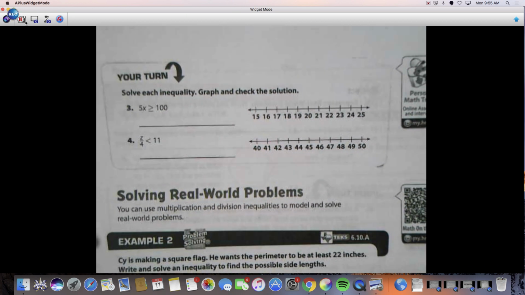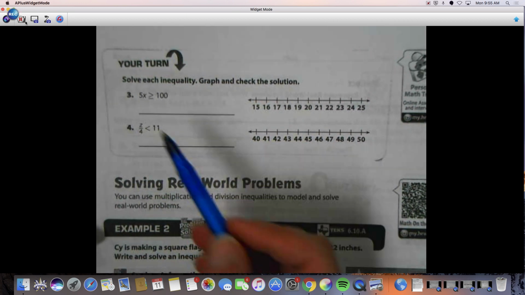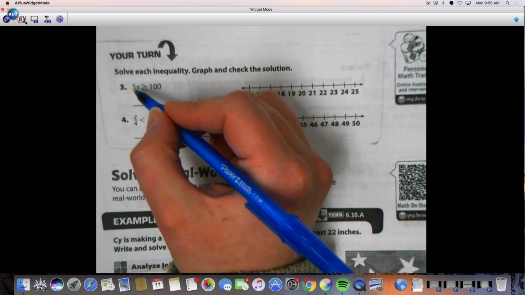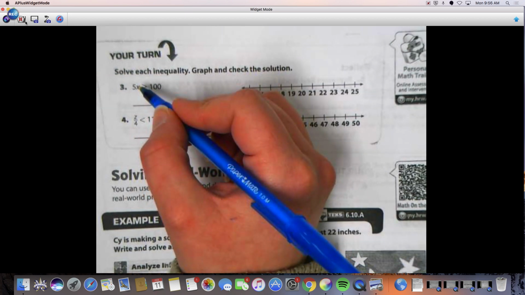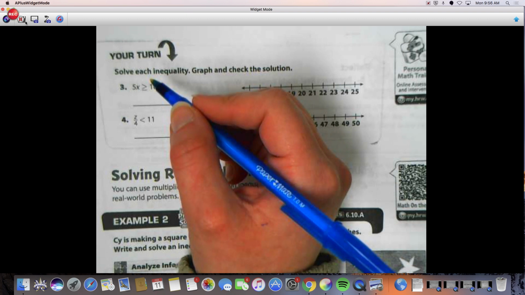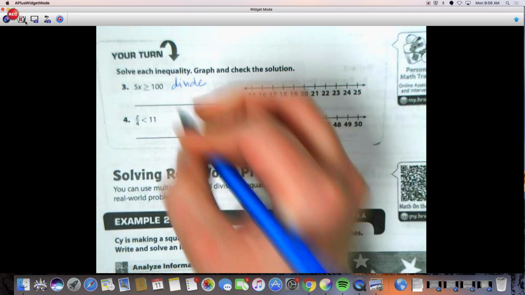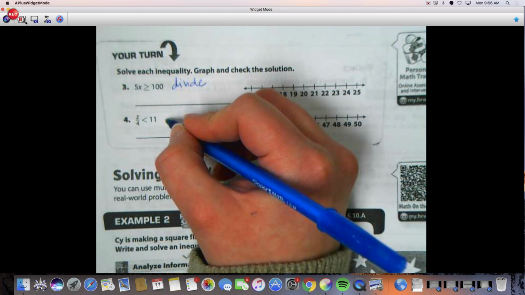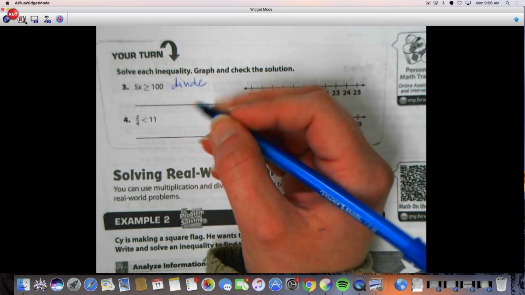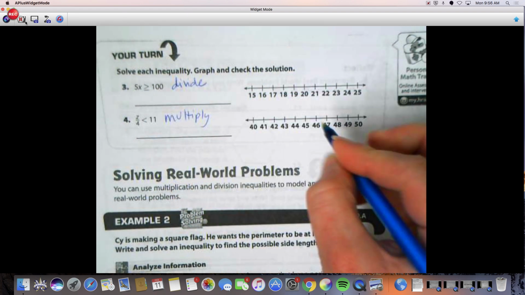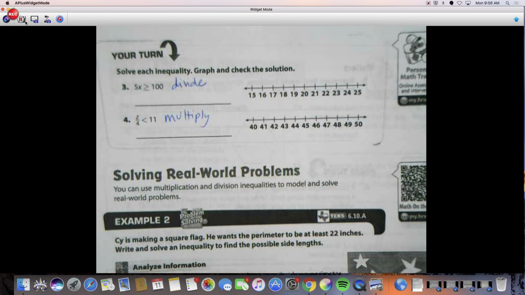So come down here, please, to number 3 and 4. On number 3, in order to get rid of that 5, what are you going to do? Divide, because that's a squishy and they're multiplying. On number 4, what are you going to do to get rid of that 4? Multiply by 4. I want you to solve these. Actually, we'll do these two together.